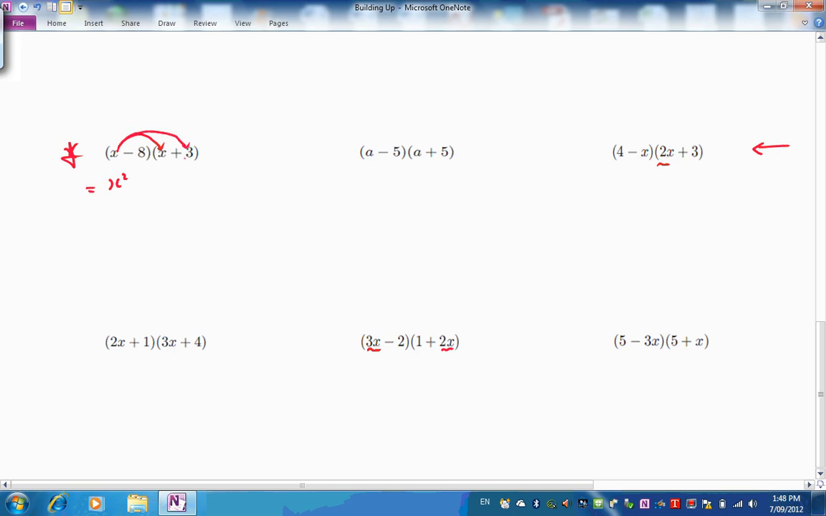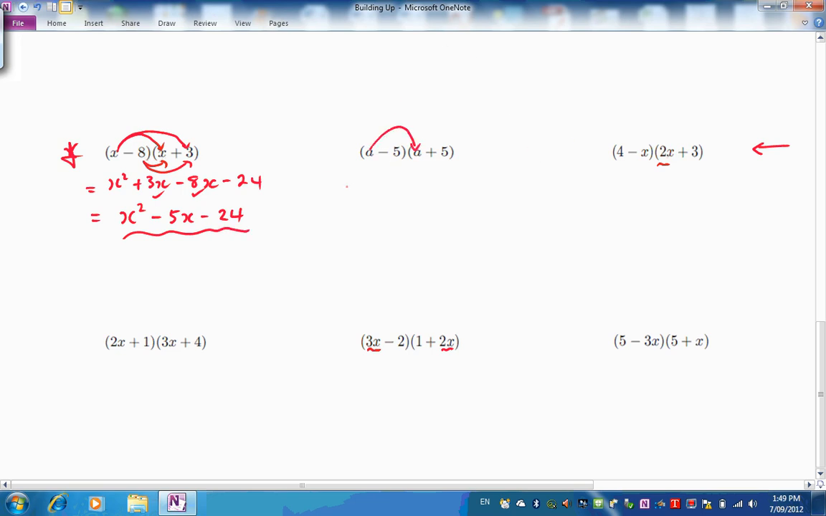X times 3 is plus 3x. Then we've got neg 8 times x is neg 8x. Neg 8 times positive 3, neg 24. So what have we got? Only one x squared, then plus 3x, take 8x, neg 5x, take 24. Some patterns are starting to appear.